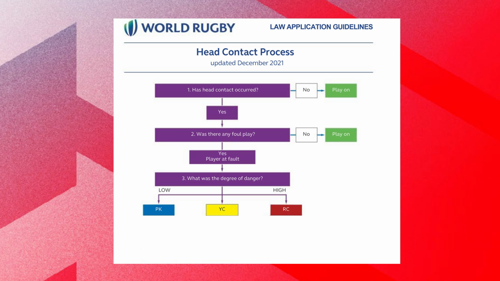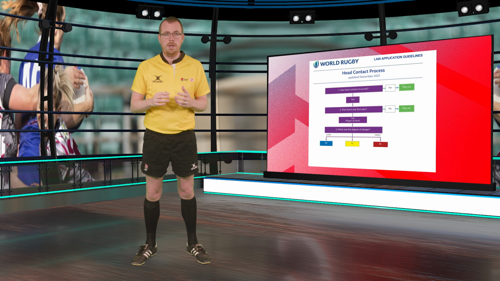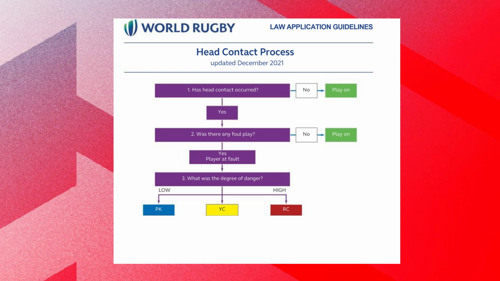Question 3. What is the level of danger? For this, you consider the tackle itself, the type of tackle it was, as well as the contact. Was the tackle dynamic and at high speed? Was the head contact direct or indirect? Was there low or high force? As you answer question 3, you start to form your decision.